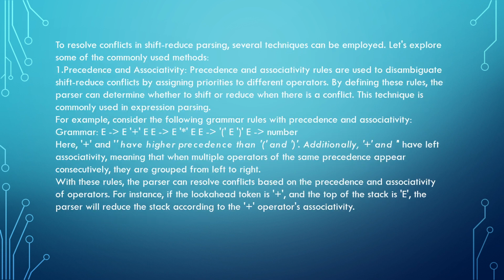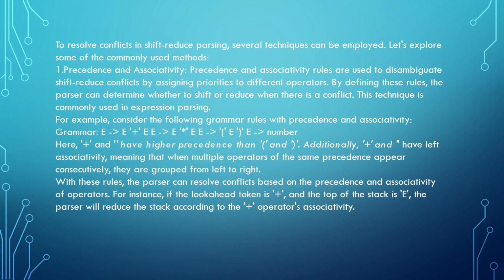To resolve conflicts in shift-reduce parsing, several techniques can be employed. Let's explore some of the commonly used methods. That is precedence and associativity. Precedence and associativity rules are used to disambiguate shift-reduce conflicts by assigning priorities to different operators. By defining these rules, the parser can determine whether to shift or reduce when there is a conflict. This technique is commonly used in expression parsing.